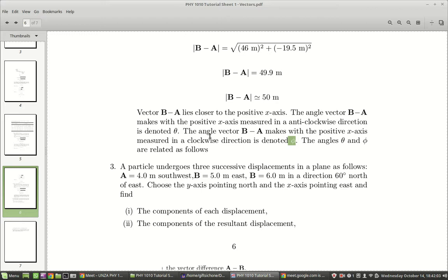Sometimes phi can be positive, especially in the third quadrant. In the third quadrant, it's always positive. In the second quadrant, phi is always negative. In the fourth quadrant, phi is always negative. Because in the fourth and second quadrants, one of the components is negative and the other is positive. But in the third quadrant, both components, the x and the y, are negative. So if you divide negative by negative, you get a positive.